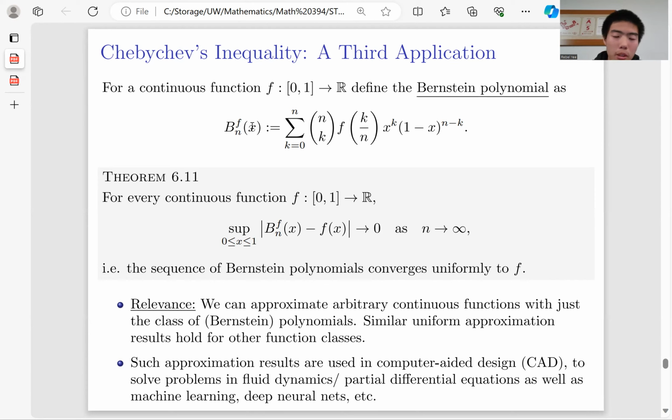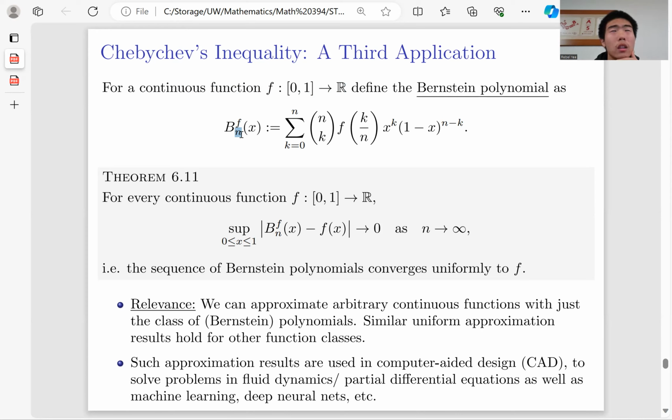So x is the variable. What's f? f is defined as a continuous function, f from [0,1] to R. The domain is the closed interval from 0 to 1, and the range is the real numbers. So what is n? n is a parameter, a parameter in many distributions we talked about before.